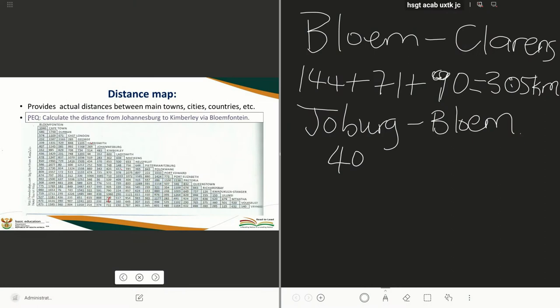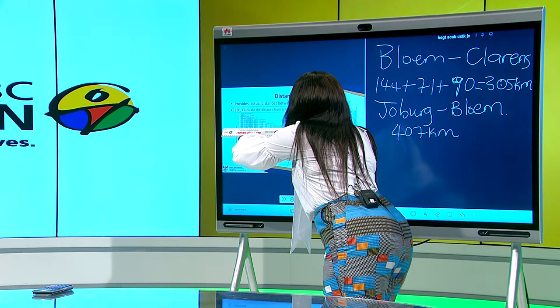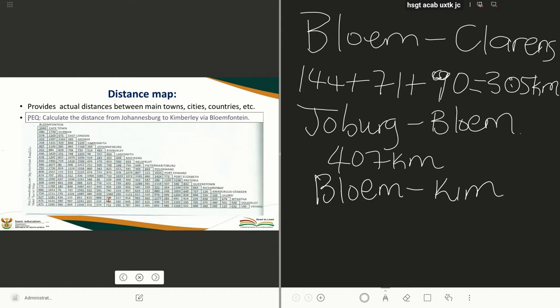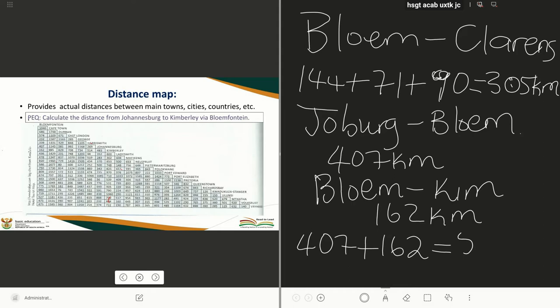And then from Bloemfontein to Kimberley, the distance from Bloem to Kimberley, it is 162 kilometers. Then you take the two distances, you add them together. You say 407 plus 162 equals to, again, your best friend, your calculator. You take your calculator, you say 407 plus 162 equals to 569 kilometers. So this would be 569 kilometers.